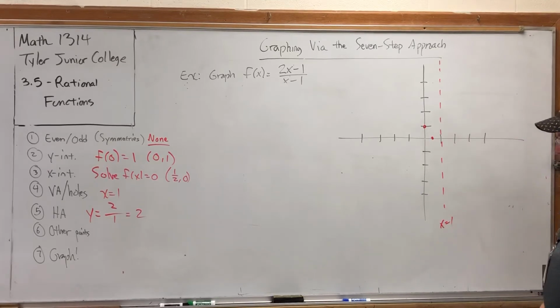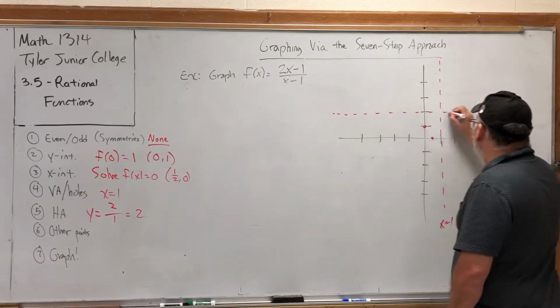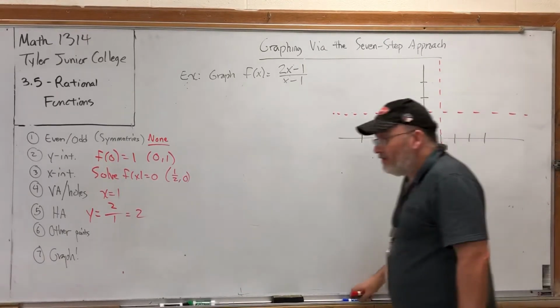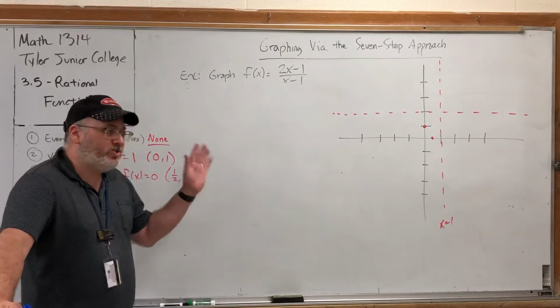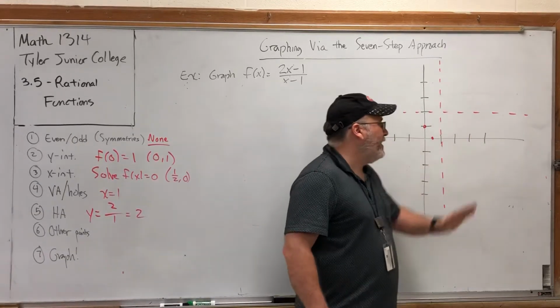And I know there's a horizontal asymptote at y equals 2. Is this enough? Technically it is, but we're looking for branches around each side of the vertical asymptotes. We need a branch on the left and we need a branch on the right.